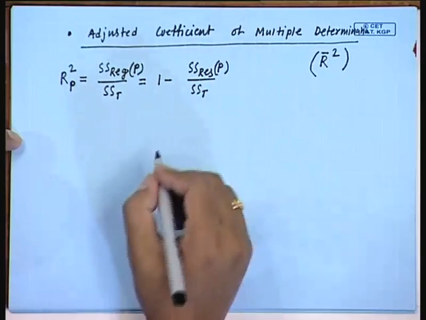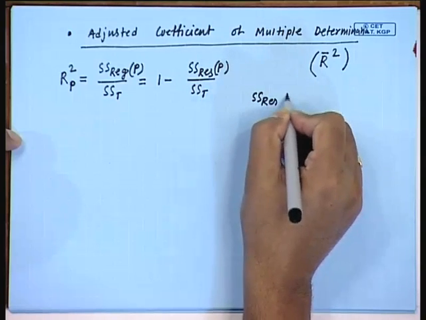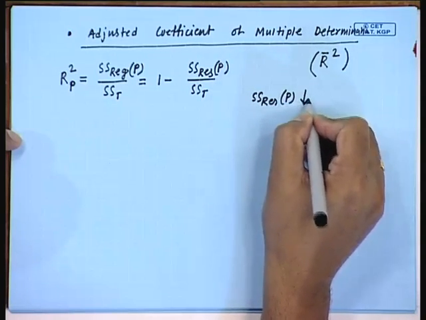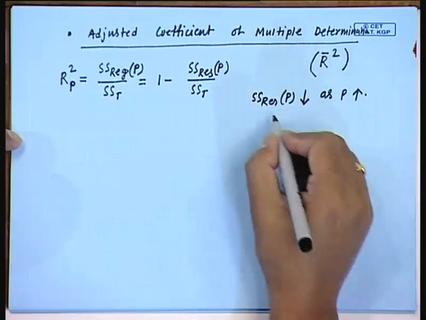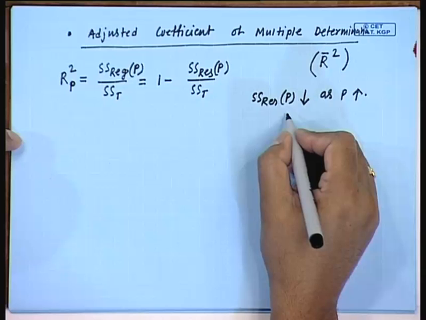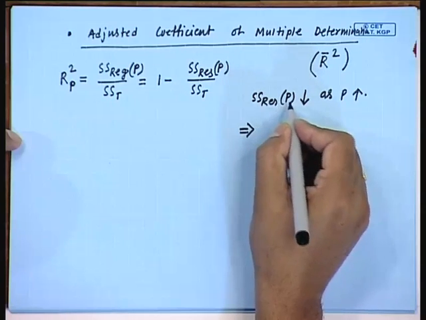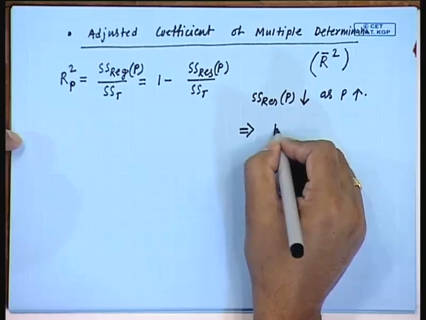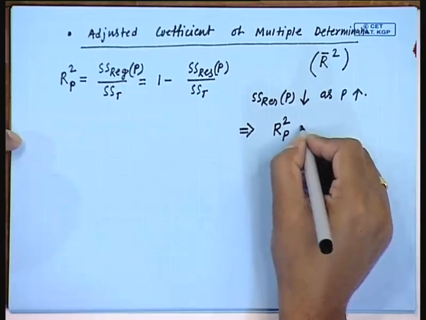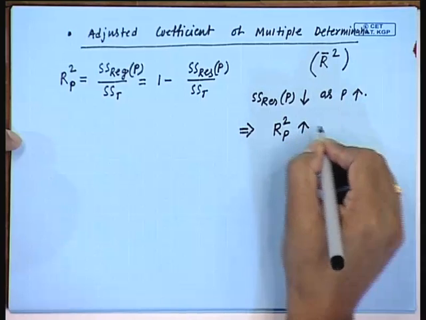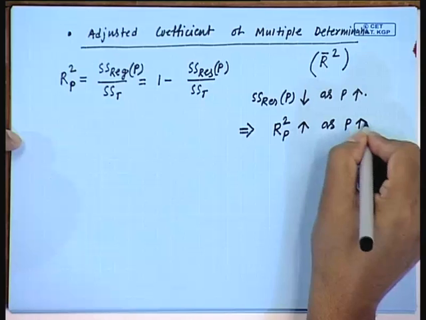Now, what we know is that SS residual p always decreases as p increases. So, from here this statement implies that coefficient of determination R square p always increases as p increases.